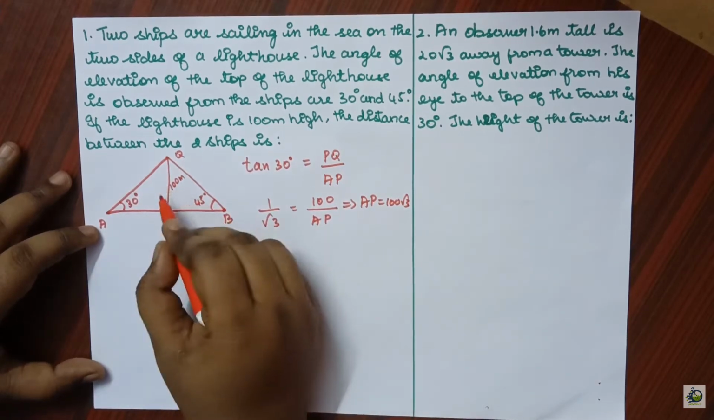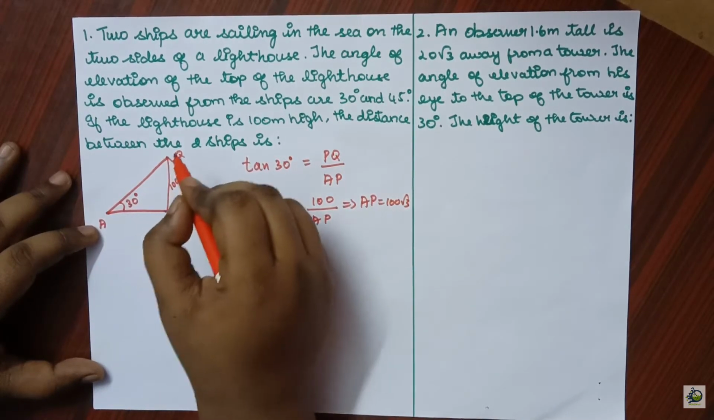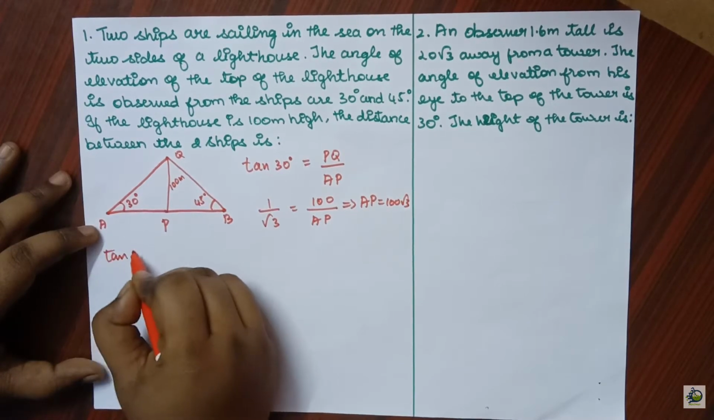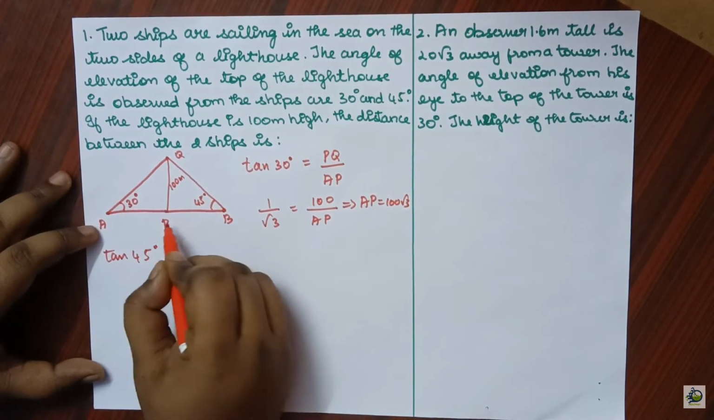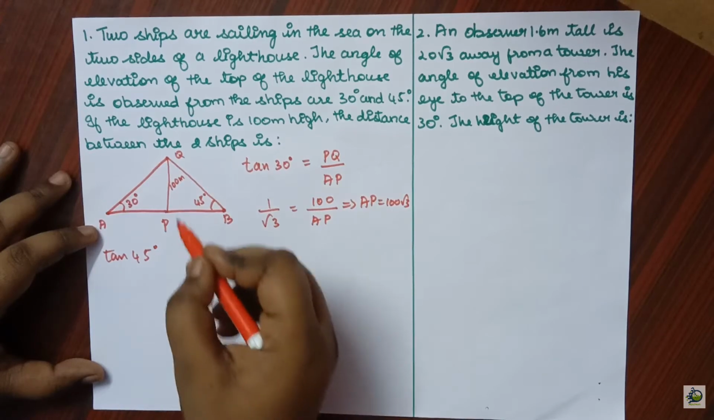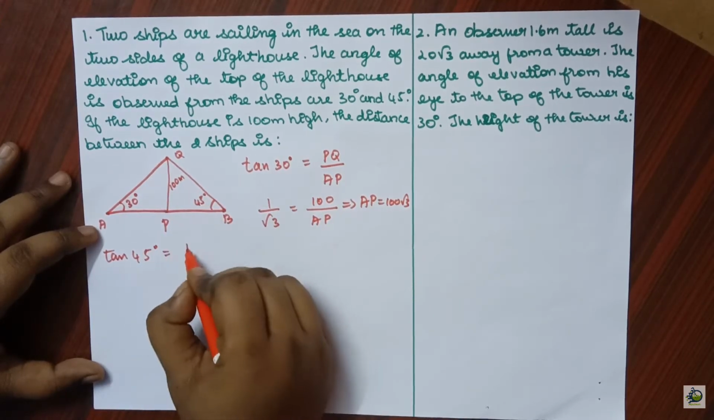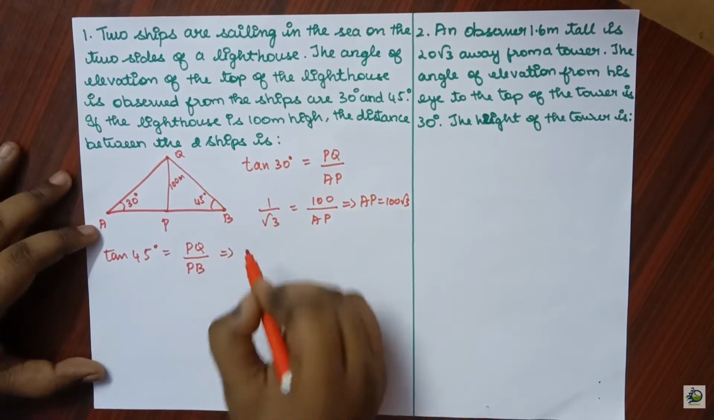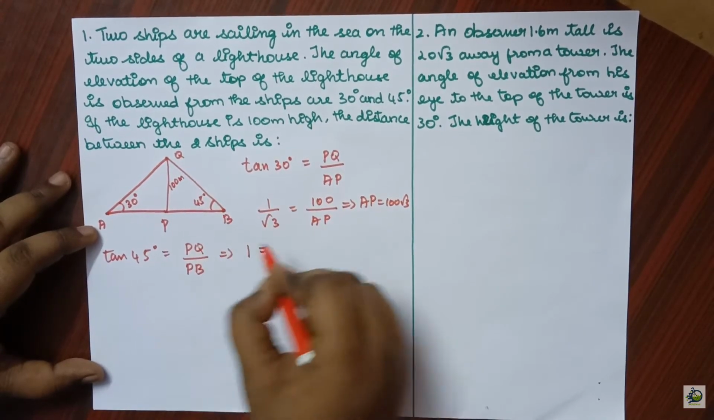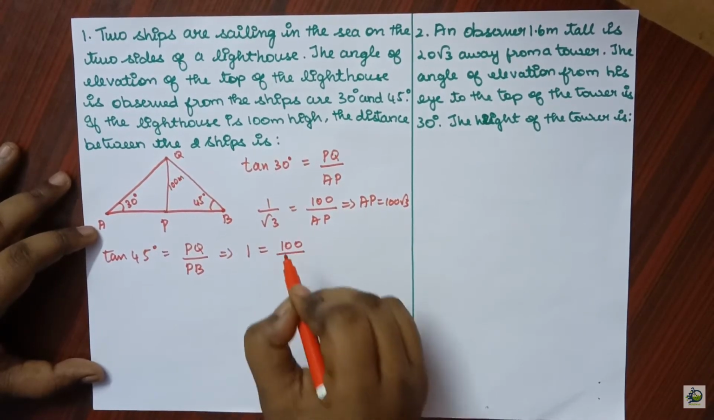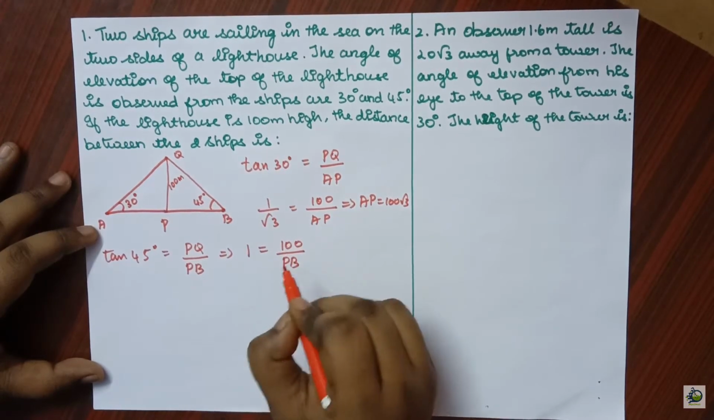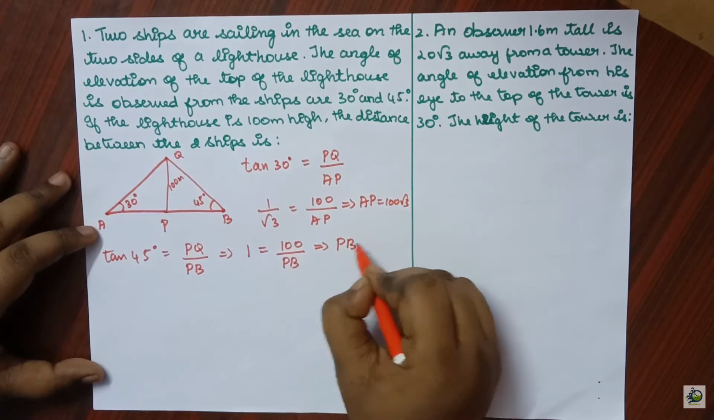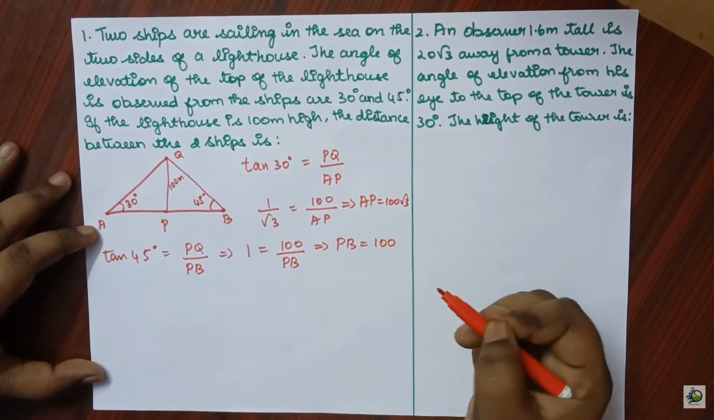Okay. Next, consider this triangle PQB. Here tan 45. Here also we will be considering tan 45 because we are in need of PB. So it is nothing but PQ divided by PB. Tan 45 is 1, so it is equal to PQ, which is 100, over PB. PB we don't know what it is. That is what we have to find. So when we cross multiply, we get that PB will be equal to 100 meters.